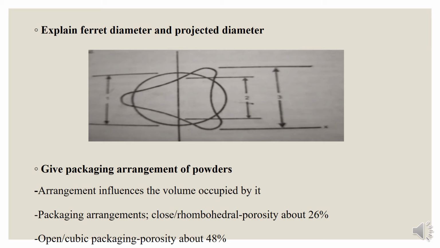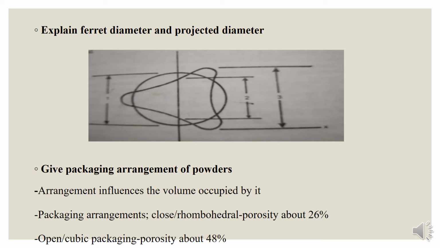Next question, give the packing arrangement of powder. As we all know, we can pack the powder in different ways. If it is properly packed, only then can we see proper distribution characteristics. For example, if the powder is not properly packed, we cannot get uniform size particles, or it will not give a proper value. In such a case, first we have to tell that the arrangement of the particles influences the volume occupied by it. So if the particles are spheres of uniform size, we can see two types of packing arrangement.